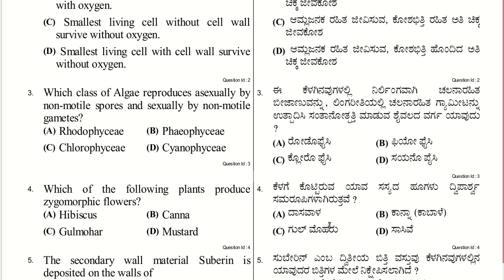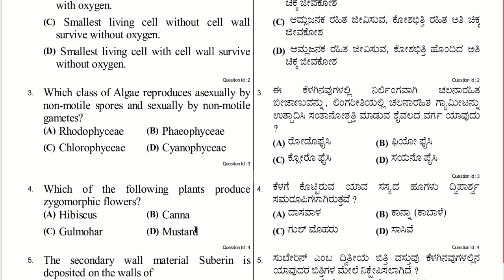the mustard is the answer because in mustard you can divide in only one plane, even though they have 4 petals, a cruciform corolla, but they have 6 stamens. 4 of them are long and 2 of them are short. So totally 6 stamens and 4 petals are there, because of which the flower can be divided into 2 equal halves in only one plane. That is the reason mustard is the answer for the zygomorphic flower.